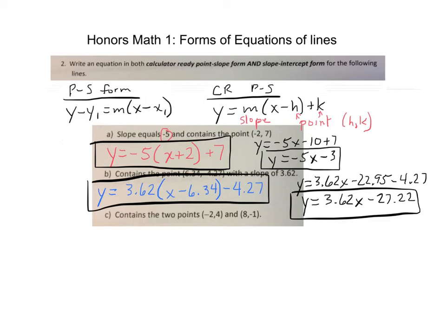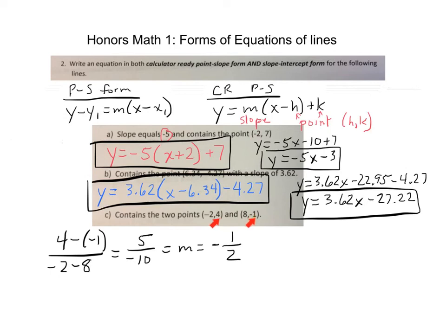C is the same exact thing, except we first have to find your slope. So to find the slope, you do 4 minus -1 over -2 minus 8. So your y minus your y over your x minus your x. So you get 5 over -10. So your slope equals -1/2.